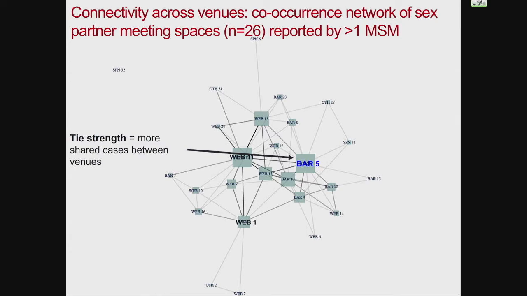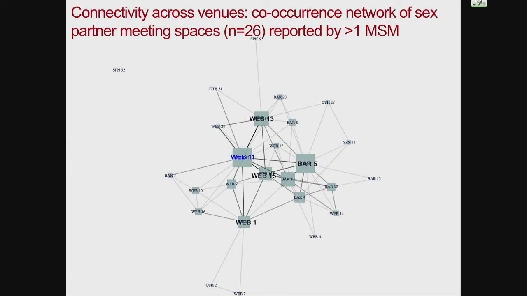So we still held the scale of the venues, but now what you see illustrated by the weight of the lines is the tie strength between them. And what we saw here was that bar 5 featured prominently, followed by web 11, followed by web 1. And some of the lines are not showing up very well here. It's just because of the contrast.